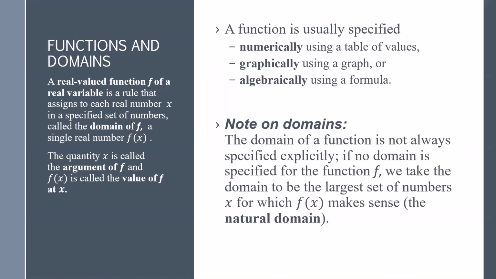A function is usually specified in one of a couple of ways: either numerically using a table of values, graphically using a graph, or algebraically using some sort of formula. Note on domains: the domain of a function is not always specified explicitly. If no domain is specified for the function f, then we take the domain to be the largest set of numbers x for which f of x makes sense. We call this the natural domain.